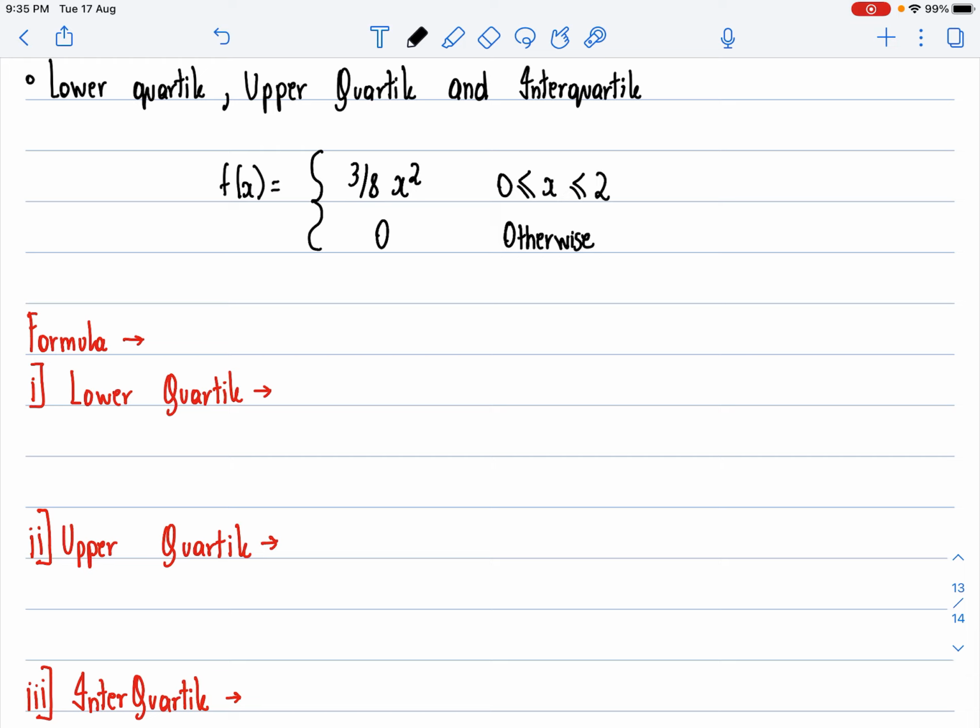For the lower quartile, it's very similar to the median. What you need to do is integrate f(x) dx from the lower limit up till a. Your a here is basically the lower quartile, and you need to equate this to 0.25. This is what you need to know. Here you basically need to solve for a. Why 0.25? Because the lower quartile is at 25%, correct?